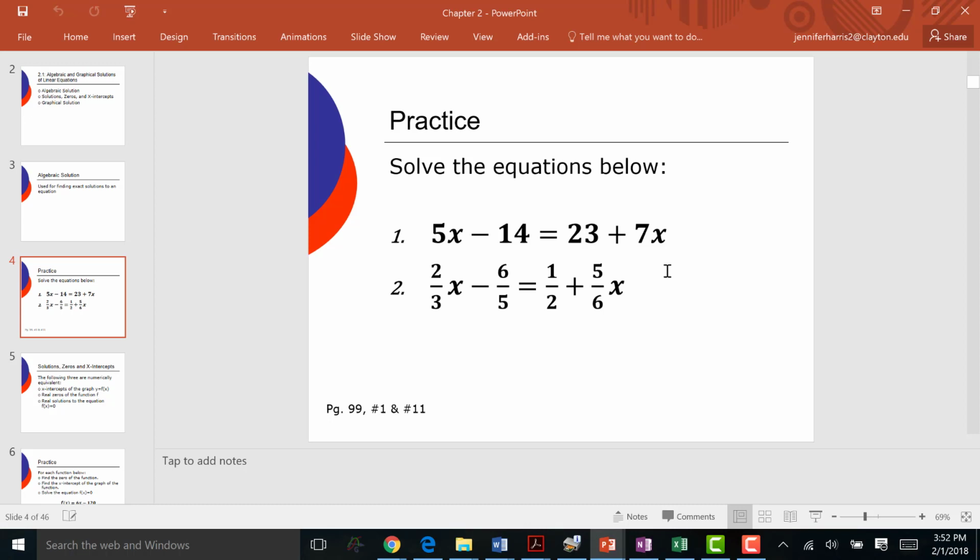Is that the exact answer or an approximation? That's the exact answer, and that's the answer that they want in the homework. It may look like a weird answer, but that's the answer that they want in the homework.